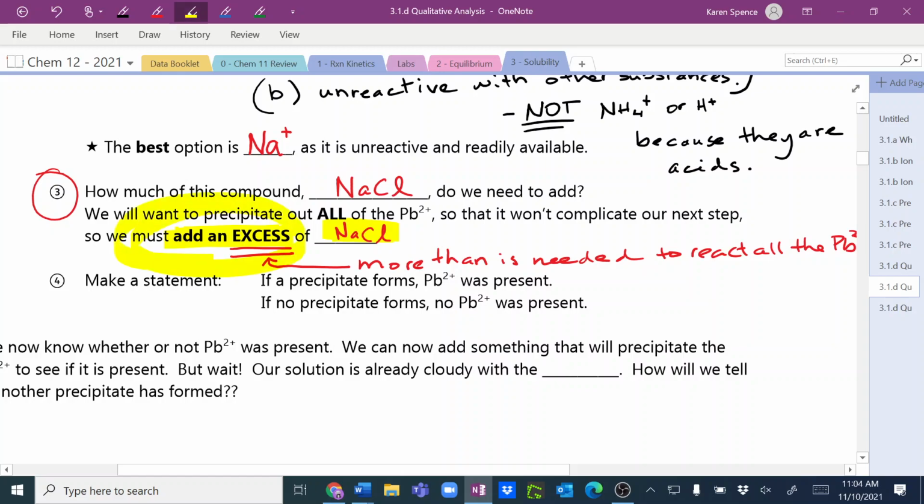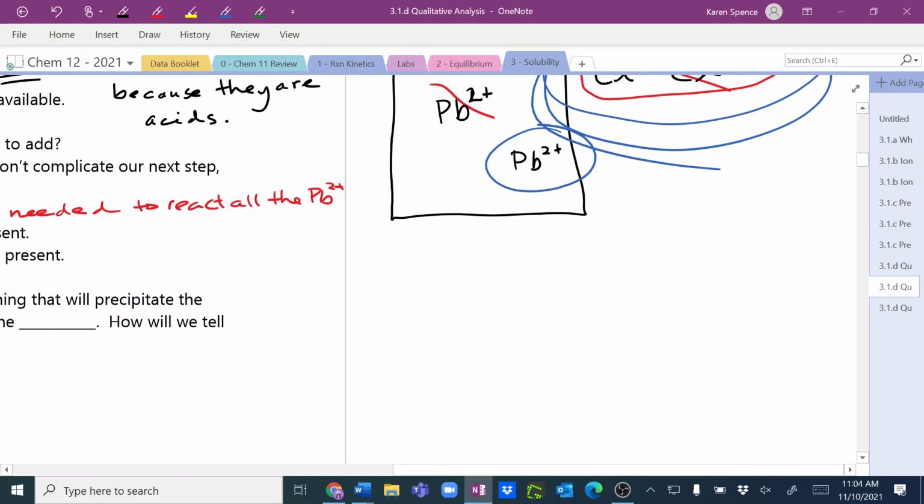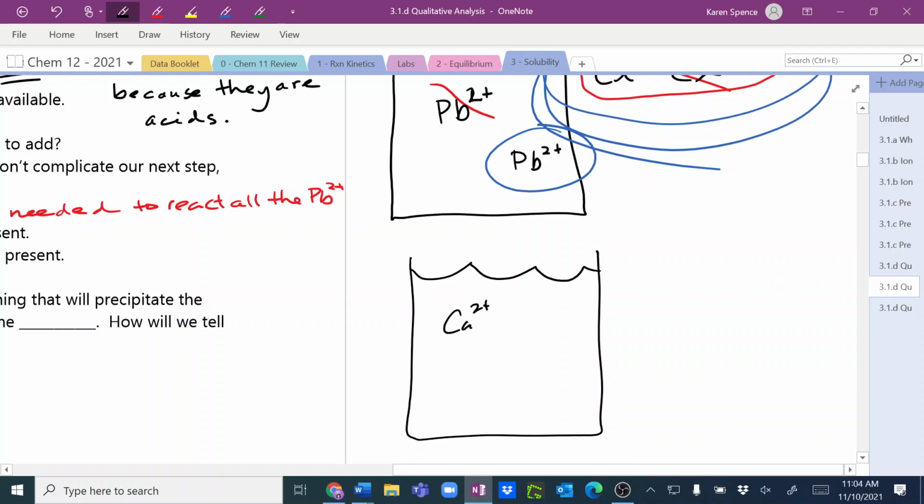An excess, okay, so now we're on step 3. Now we've added an excess. Now back over in our beaker, we maybe have some calcium, but floating around in here, we already have some lead chloride.